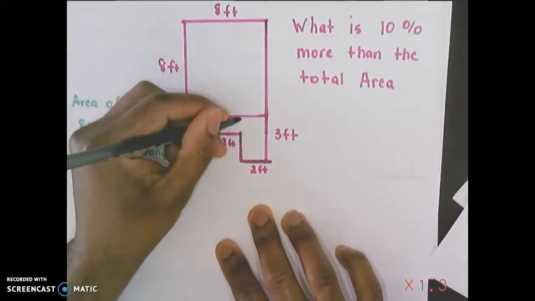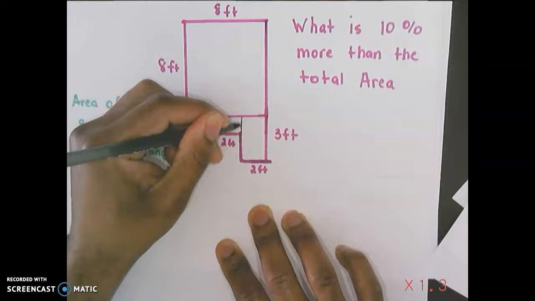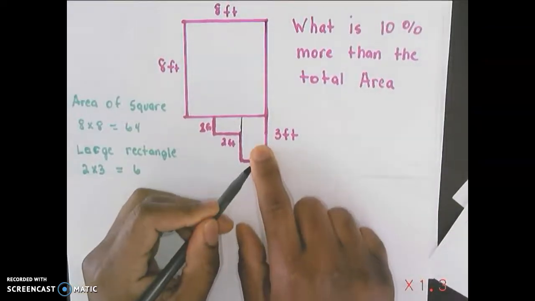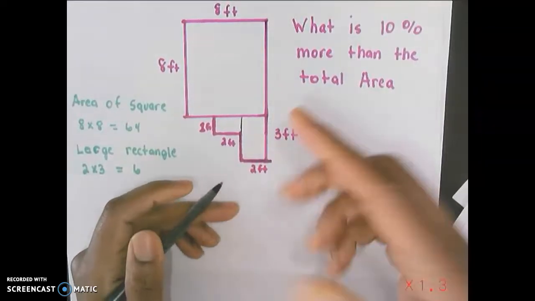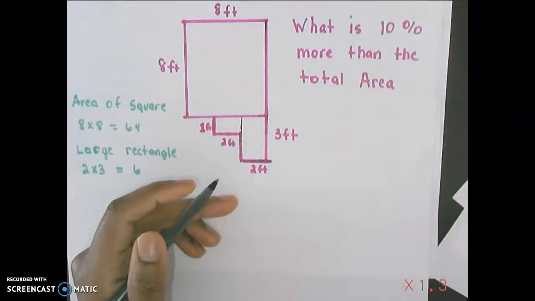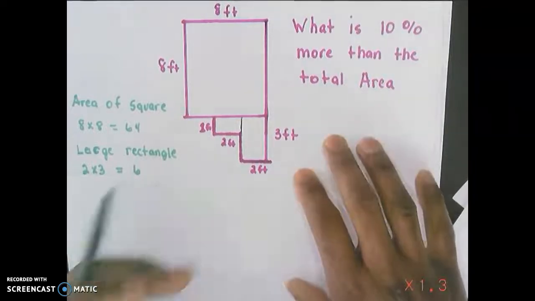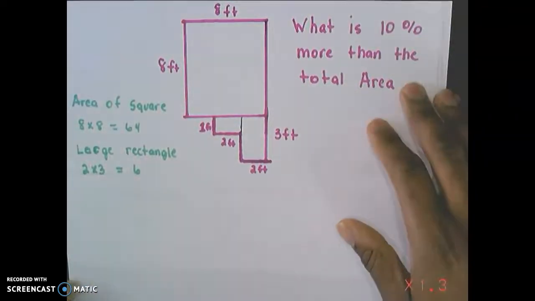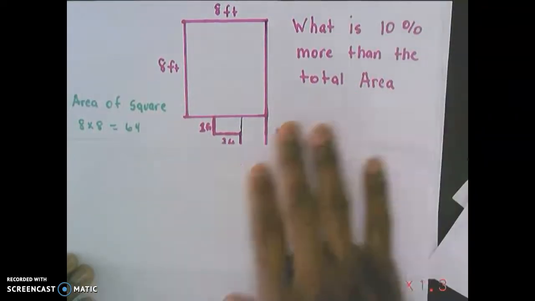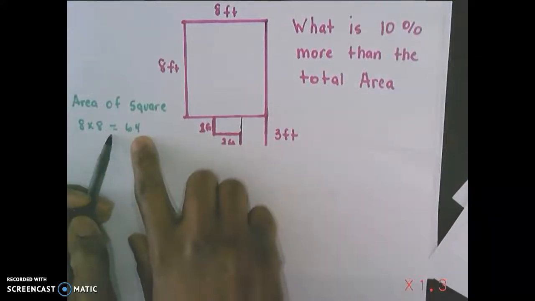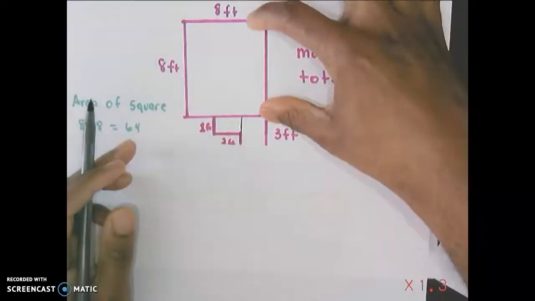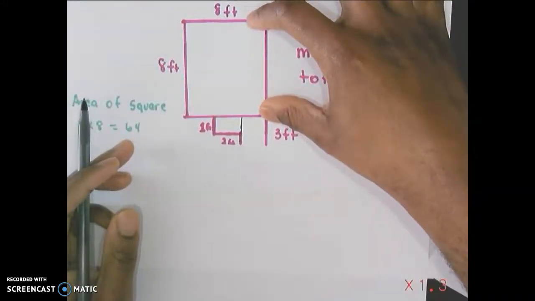Then you're going to get this small rectangle right here, and then you're going to get another rectangle right here. So we're going to find all of those areas, add them up, and then find out what is 10% more than that. So the first thing I did over here was find the area of the square, which is the biggest part of this particular composite figure.